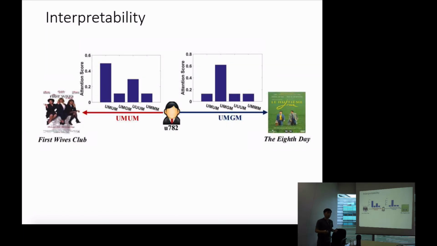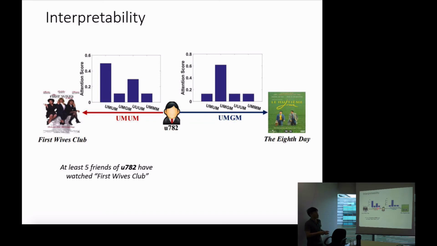They show one example to show the interpretability of the model. Basically, they have this user, and they try to interpret how the model recommends these 2 movies to this user. From this side, we can see the attention score over the types of metapath between this user and this movie. And the highest score is UUM. So basically, this movie is recommended to this user because of friends, and they see in the data that at least 5 friends of this user have watched this movie before.